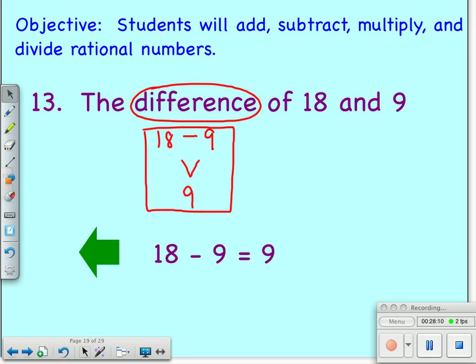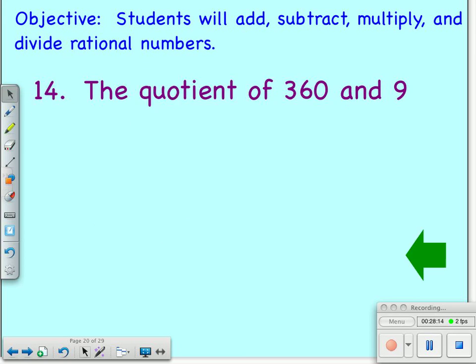18 minus 9 is 9. Number 14, the quotient. For quotient, we have division. And there are many ways to write a division problem. So, division, 360 and 9. I just want to show you another way to write this. 360 divided by 9. Either one of these would be correct.